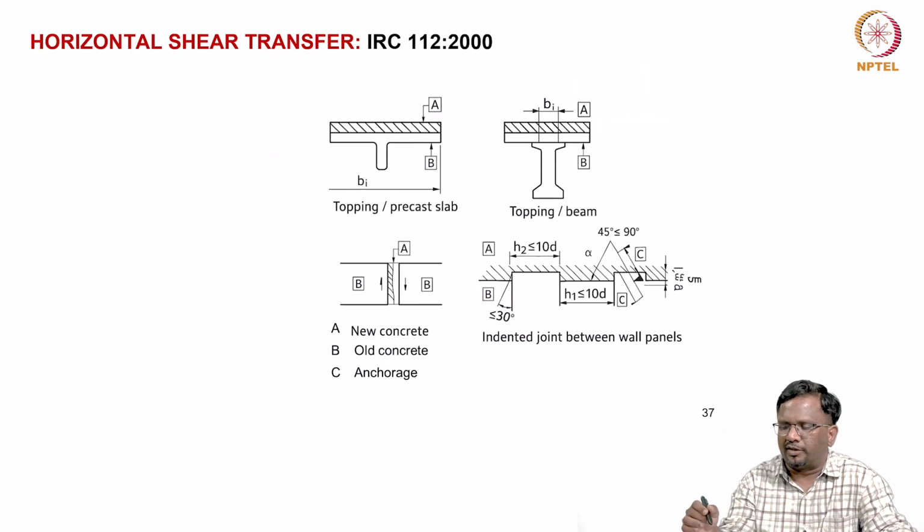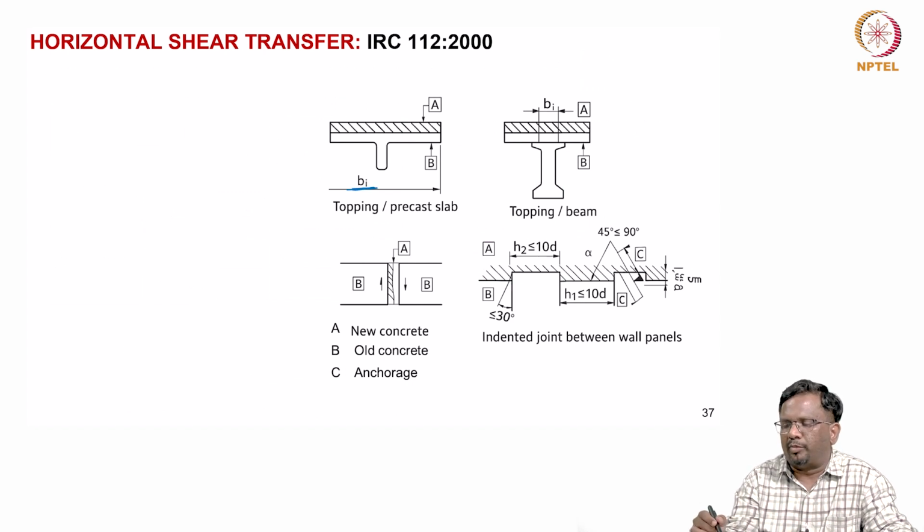So, these are the cases. Now, how do I calculate the contact width? For example, you have a T section and then you provide it. So, from here to here is your BI.